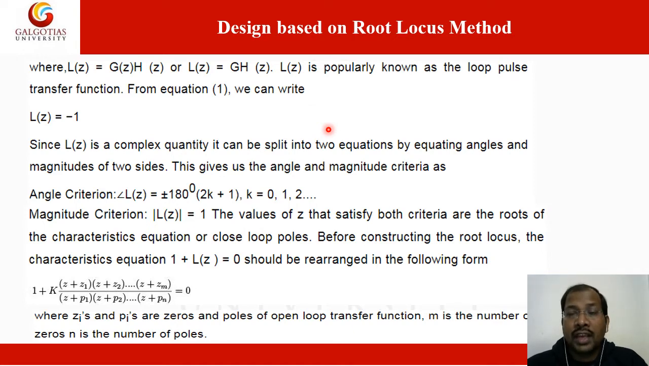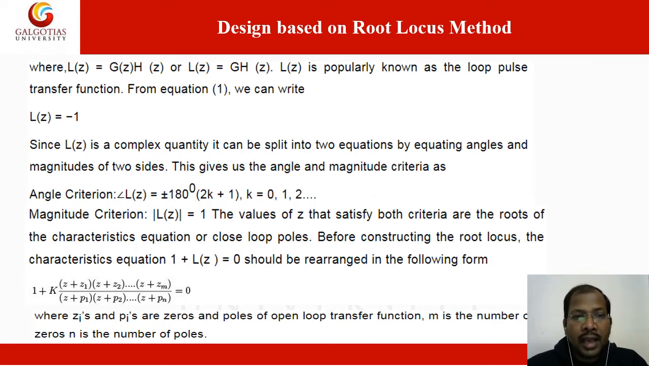From equation 1 we can write L(z) equals -1. L(z) is a complex quantity. It can be split into two equations by equating angles and magnitudes of both sides. You know that in conventional control systems there are two conditions: one is called the angle condition, the second is the magnitude condition. Any complex quantity can be represented in angle form as well as magnitude form, so we can also analyze its stability. This gives the angle and magnitude criteria.